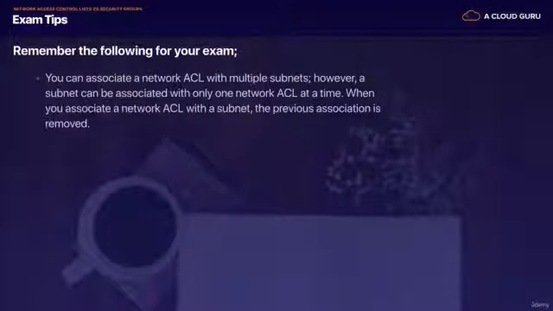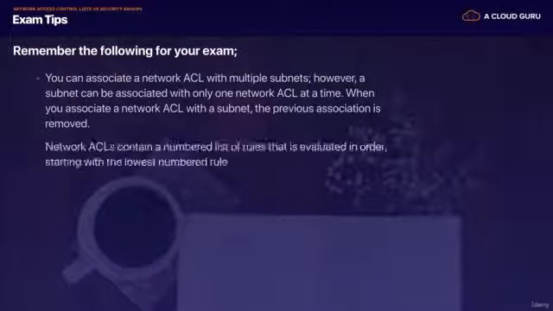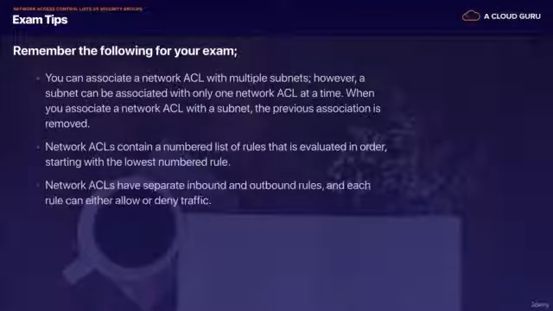And just remember that you can associate a network ACL with multiple subnets. You can have as many subnets in there as you want. However, a subnet itself can only be associated with one network ACL at a time. And when you associate a network ACL with a subnet, the previous association is removed. And then network ACLs contain a numbered list of rules that is evaluated in order, starting with the lowest number rule first.